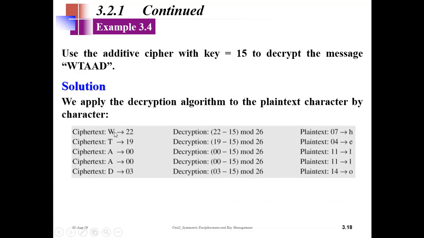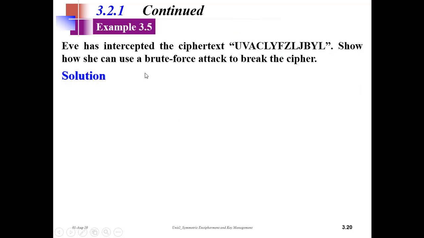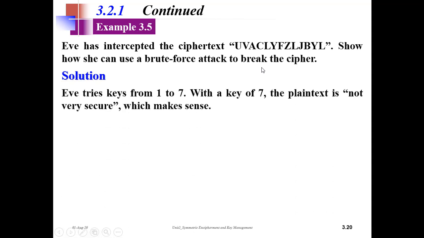The ciphertext is W, and W corresponds to 22 if you check that slide again. So 22 minus 15 is 7, 7 mod 26 is 7, and 7 corresponds to H. Similarly you do it for the whole thing, and you can decrypt it. Next, the additive cipher is also called the shift cipher and Caesar cipher. Now Eve has intercepted the ciphertext, this one. Show how we can use a brute force attack to break the cipher.